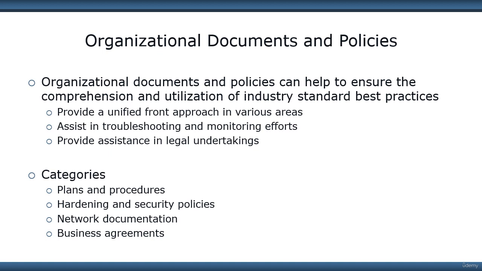Now, there's several different categories of organizational documents and policies, and they don't all, of course, serve the same purpose. So we have plans and procedures, like the steps that we would take in order to ensure that technologies are implemented in a safe and consistent way. We've got hardening and security policies, and those are going to be the organizational steps that we take to make sure that the operating systems are patched and secure passwords are used and things like that. We have network documentation, both logical and physical diagrams, and then you have business agreements that often are used to represent partnerships of the organization.